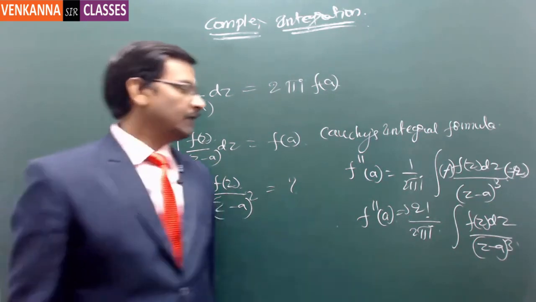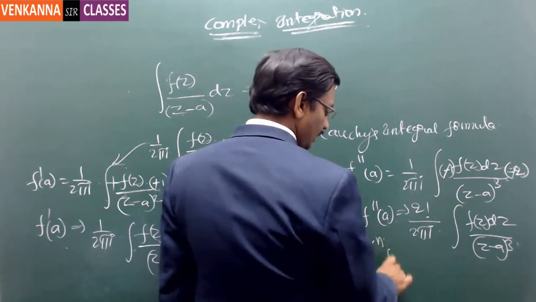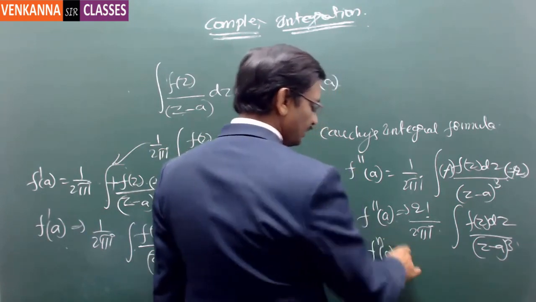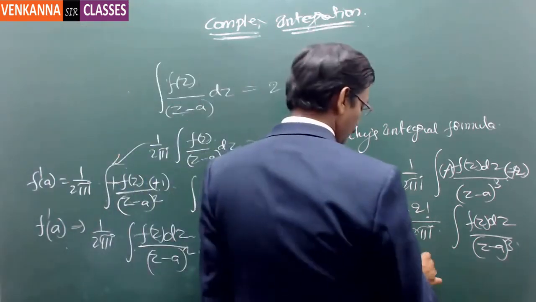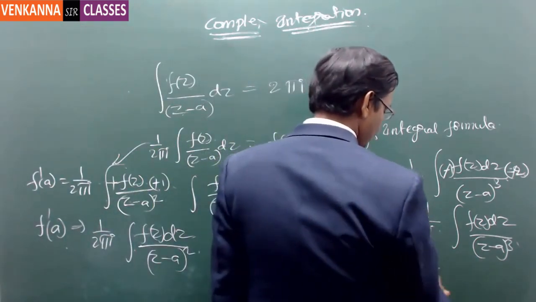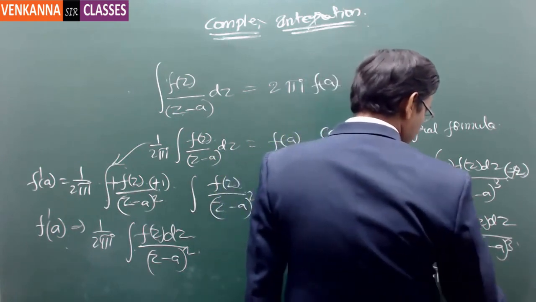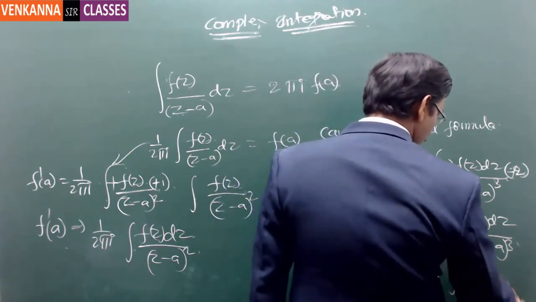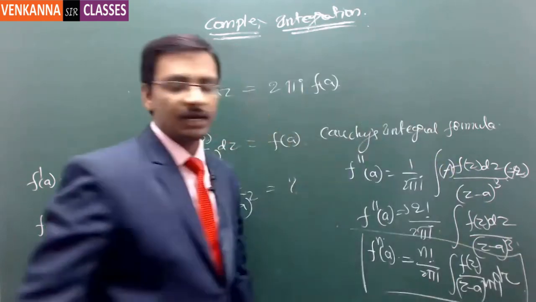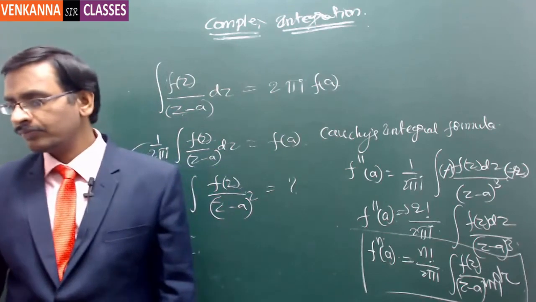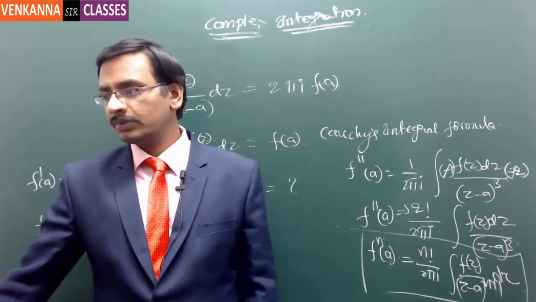So this way, if you want to find the nth derivative of the function f with respect to a, it is equal to n factorial divided by 2 pi i times the integral of f of z by z minus a whole power n plus 1 into dz. This is the most generic formula for higher order poles. It is a little extension to Cauchy's integral formula. Got it?